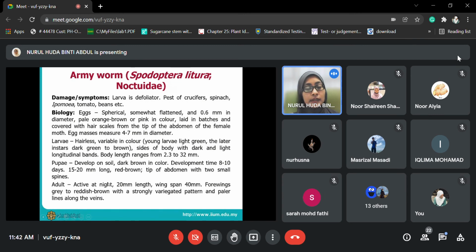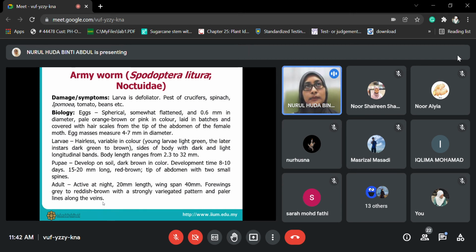And the adult usually for the armyworms, okay, knotweed is actually moth. So the adult active at night. The length of wingspan is around 40 mm, but the body is around 20 mm length. Okay, and then forewing grey to reddish brown with strong variated pattern and paler line along the wing. Usually, okay, when we are talking about moth, almost dia punya colour adalah grey to reddish brown. You won't see the colourful one. The colourful one is actually butterfly. Okay, most of the adult for moth, colour dia tak cantik.